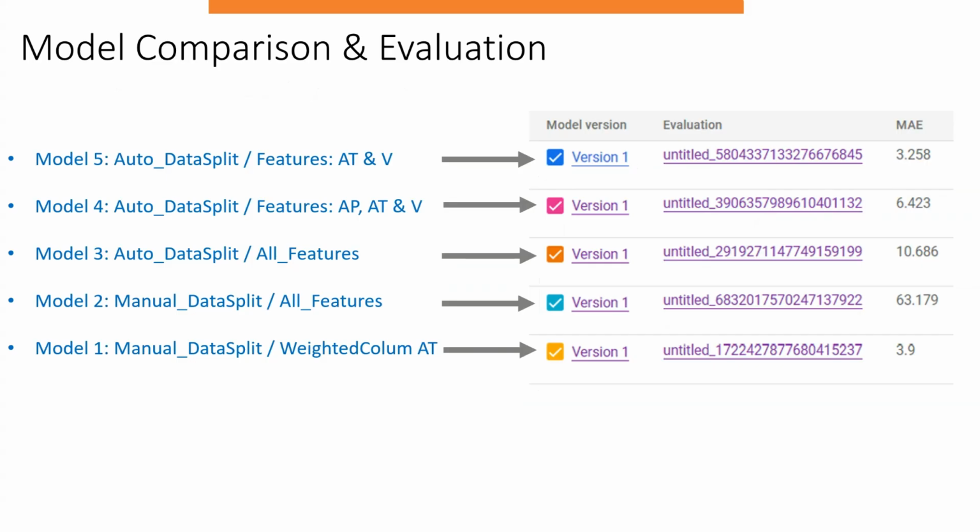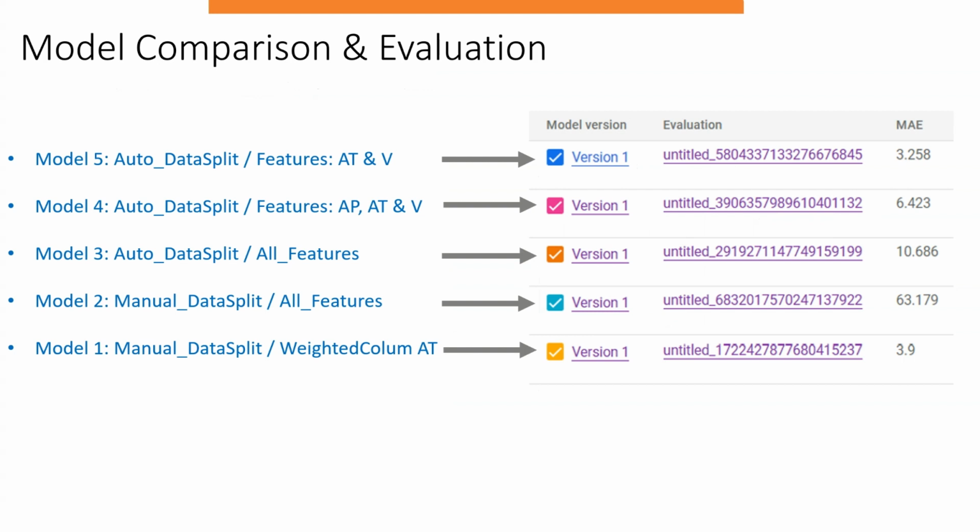If you look at the first three models, Model 5 was an auto data split done by Google, and the features we selected in this case were AT, ambient temperature, and vacuum exhaust. In Model 4, we also did an auto data split. However, in this case, the features used were AP, ambient pressure, ambient temperature, and vacuum exhaust. And in Model 3, which was also an auto data split, we used all the features.